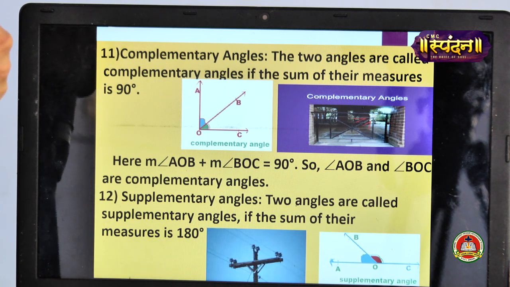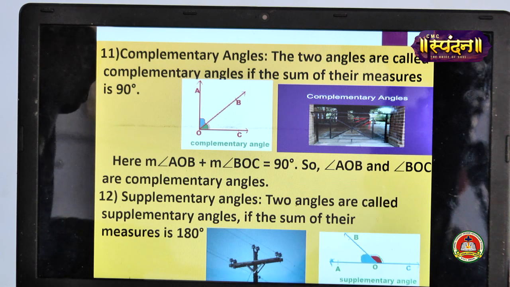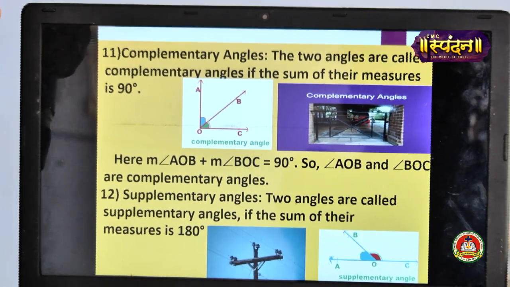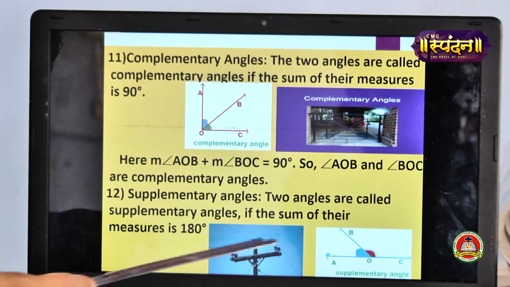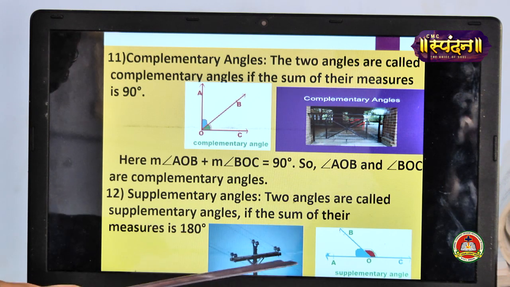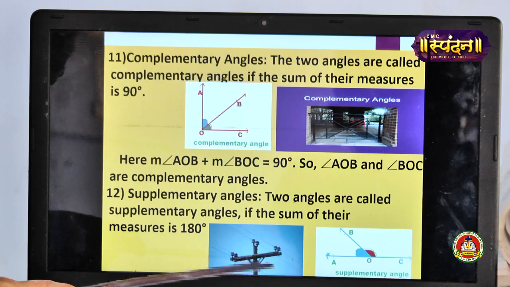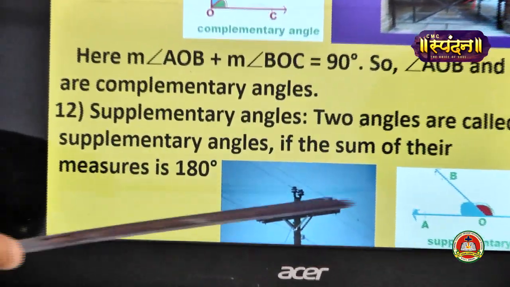What are supplementary angles? Two angles are called supplementary if the sum of their measures is 180 degree. So here you can see the light post in your house also. Opposite your house you are able to see so many light posts. If you observe the angle formed over there, what is the angle shown over here? The sum of two angles will be equal to 180 degree. Why is it 180 degree? Because it is a straight line over here.